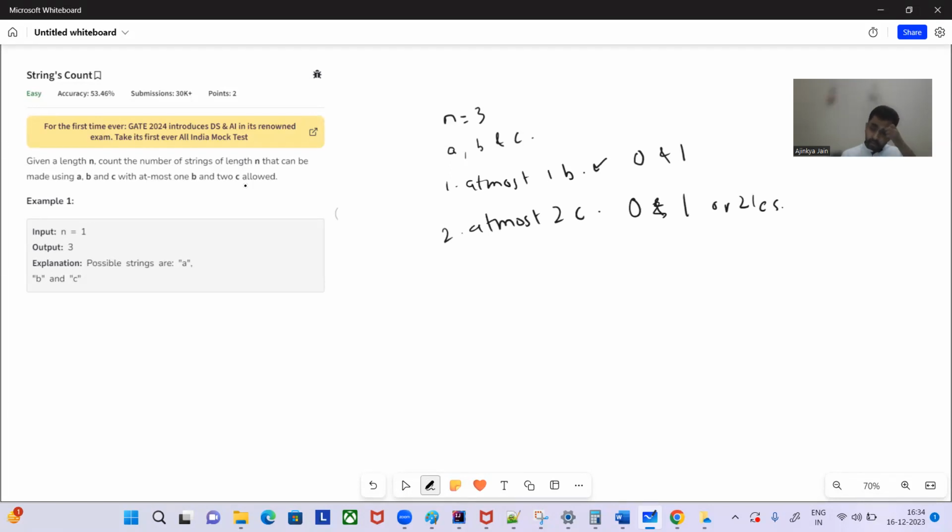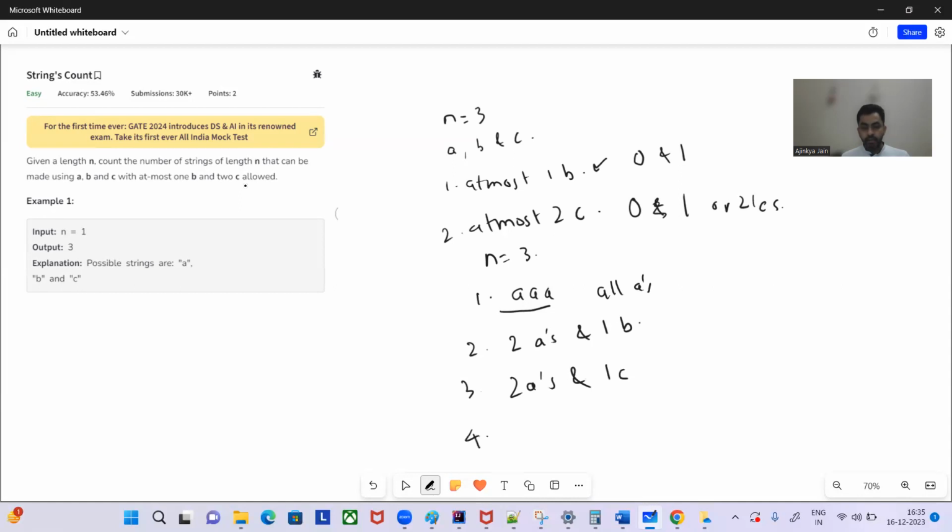So, for example, if n equals 3, what can be the combinations? One combination can be all A's, without any B or C. Second can be two A's and one B. Third can be two A's and one C. Fourth can be 1 A and 2 C. So these can be the combinations.